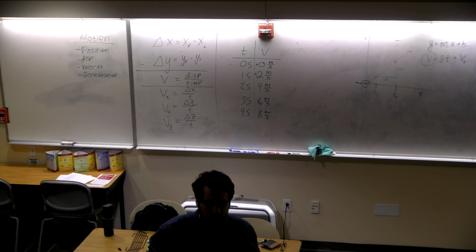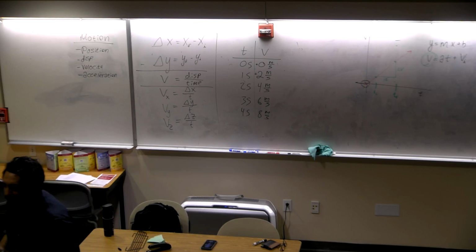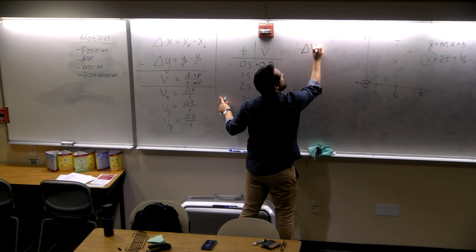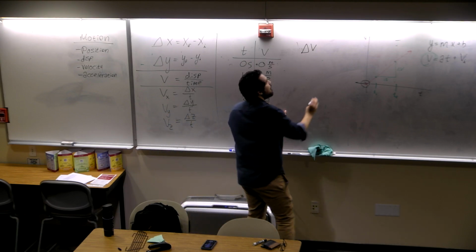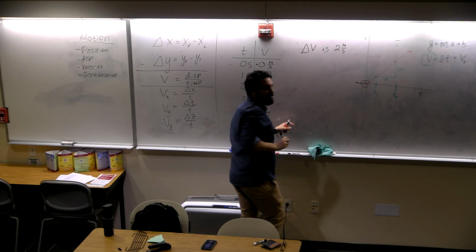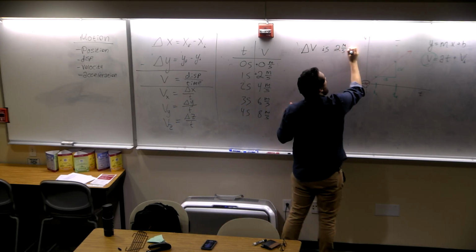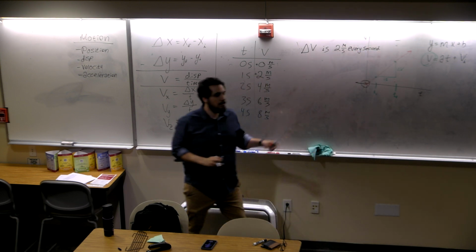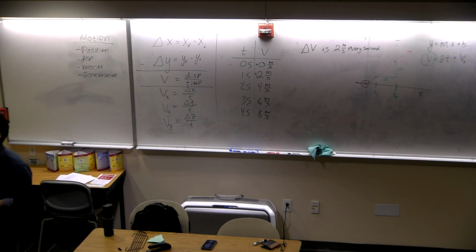It seems like the acceleration is constant. The acceleration is constant. And what is that constant? 2? It's changing by 2 each second, right? So what we can say is that our change in velocity is going to be 2 meters per second every second. So our acceleration causes a change in velocity that is 2 meters per second every second.